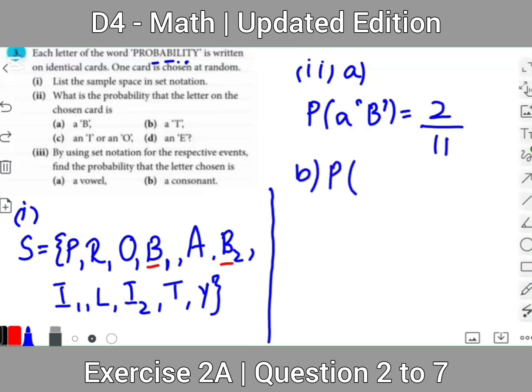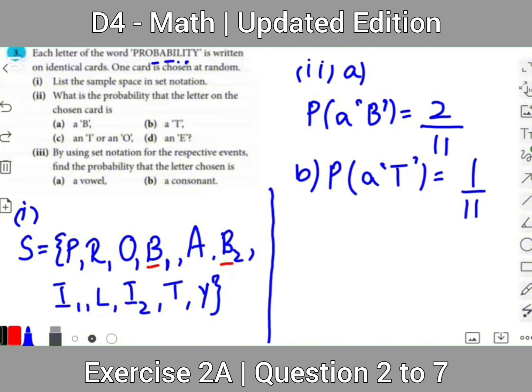If the letter chosen is T, then the probability will be 1 over 11, just because we have only one T in the word probability.